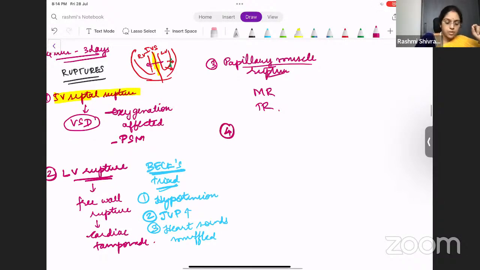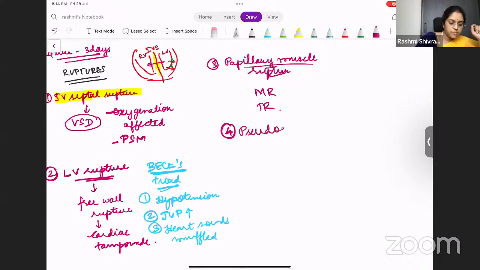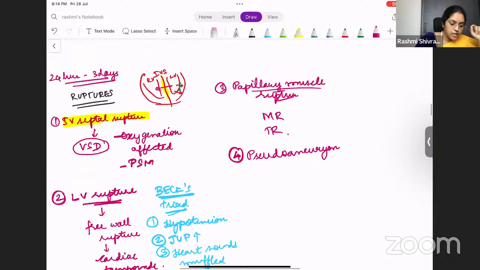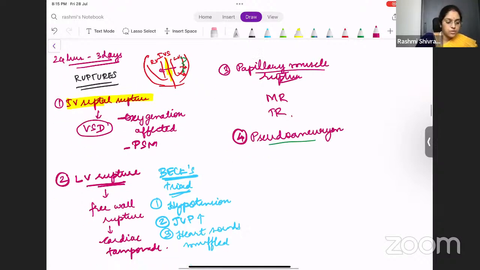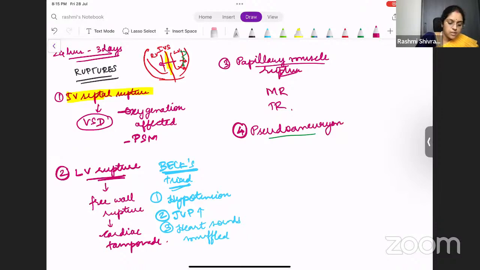What else can rupture? There can be a pseudoaneurysm. In this location, you can see that there will be an aneurysm formation. There will be an opening up of the ventricle, but it is not getting ruptured. There is just a ballooning of the ventricular wall. So there is a pseudoaneurysm. What happens because of this pseudoaneurysm?